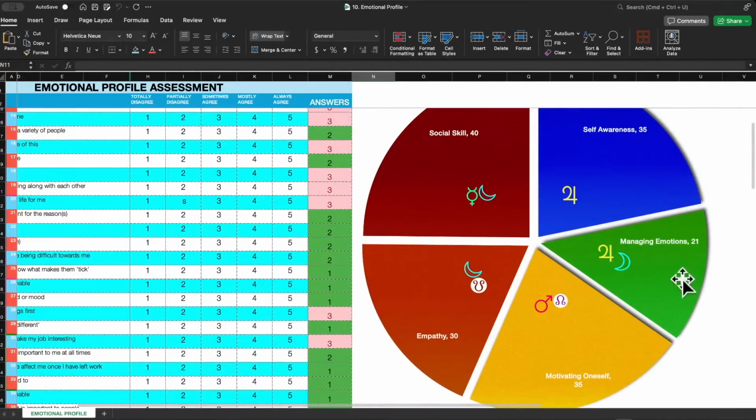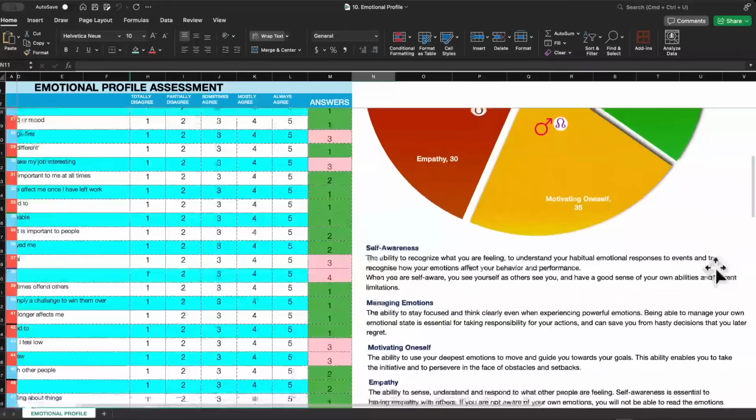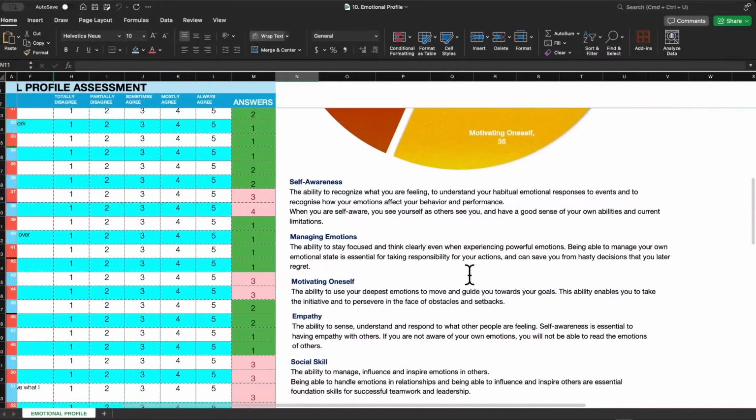Second, managing emotions. What is managing emotions? The ability to stay focused and think clearly even when experiencing powerful emotions. Now, human beings being dominantly emotional creatures, we tend to evaluate, on a general principle, so to speak, everything from an emotional lens.